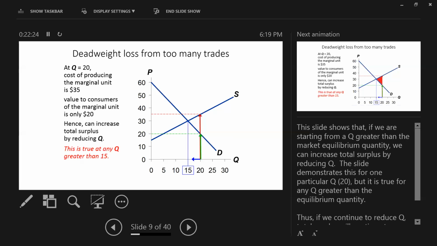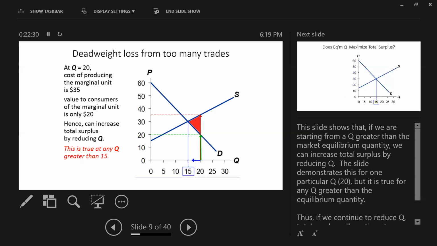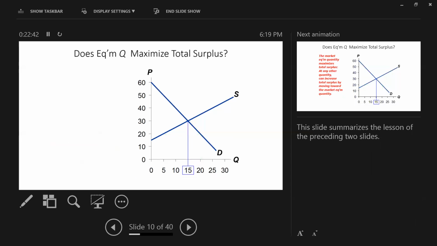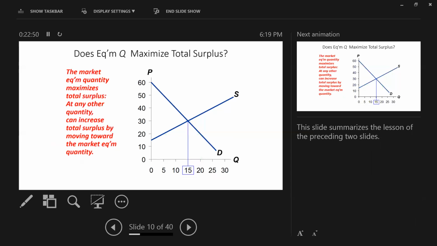And we can measure that again, the reduction in total surplus from overproducing, by measuring the area that represents the value of all of these excess trades, by which the cost to the seller exceeds the value to the buyer. Okay, so the question of whether or not the equilibrium quantity in the market maximizes total surplus, I think, is fairly clear at this point, in that it does.